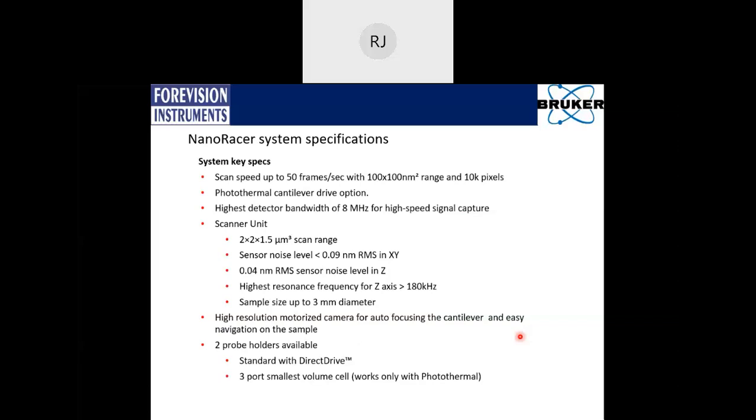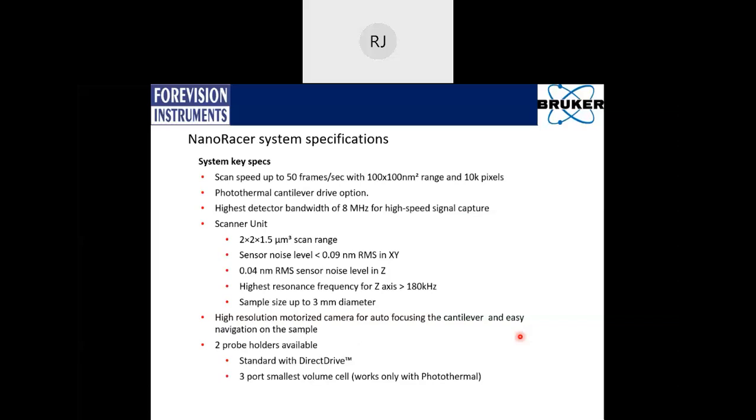Coming to the scanner unit, it has a 2 by 2 by 1.5 micrometer scan range for normal operations, and for faster operations it can work in a 100 by 100 nanometer square. It has a 90 picometer sensor noise in XY, and in the Z direction it has 40 picometer noise levels. The highest resonance frequency of the Z axis is more than 180 kilohertz. It can take a sample size of up to 3 mm diameter. We have a high resolution motorized camera for auto focusing, auto tuning, and auto detection.